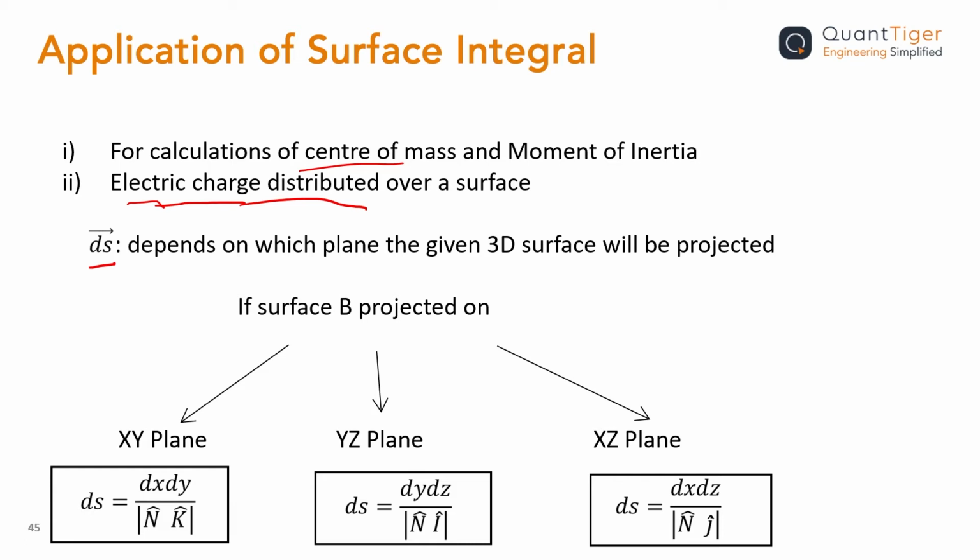So dS, as I said, is a very small part of a given surface. How we take dS depends on the given surface and where it is projected. Now, what does projected mean? Here again, surface integral means we are taking a 3-dimensional object or surface into consideration, and in order to find the double integration, it will be with respect to either xy, yz, or xz.